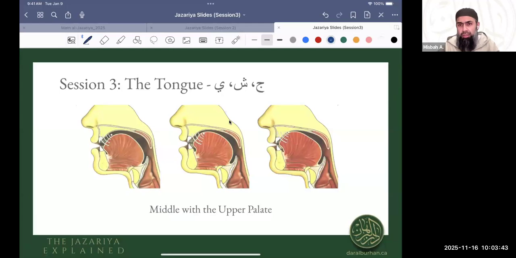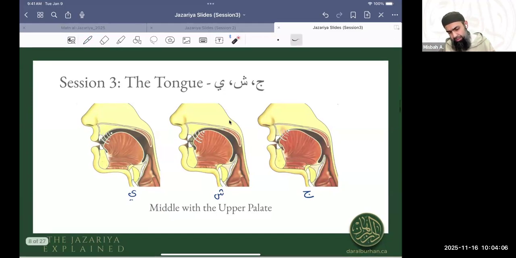وَالْوَسْطُ فَجِيمُ الشِّينُ يَا. Okay? Jim, Sheen, and Ya. This is the middle of the tongue. If you look at it carefully, in fact, they're really at the front of the middle. Okay? If I'm dividing the tongue again, they're right at the front. Okay?